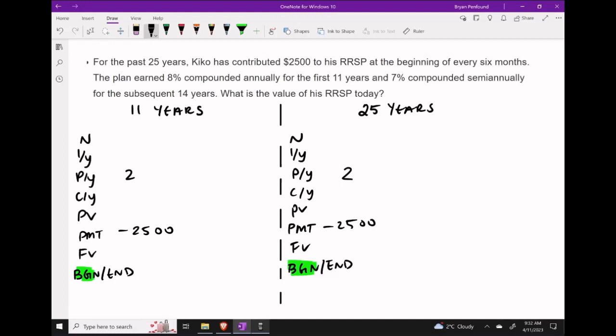And now let's focus on working with the first part of our problem here. For the first 11 years, we have 8% compounded annually. So 8 is going to go in for IY, and then we're going to have 1 compound per year. Let's assume that the account opened up with $0, so we'll take the principal amount to be 0. We are going to be looking for the future value here, so the last thing we need is to determine N. Well, if we're making semi-annual payments for 11 years, that means we should have 22 equal-sized payments altogether.